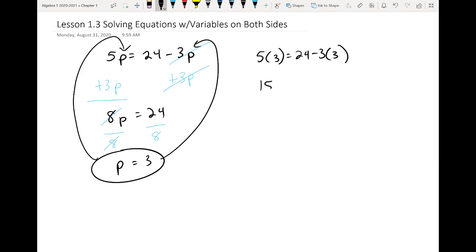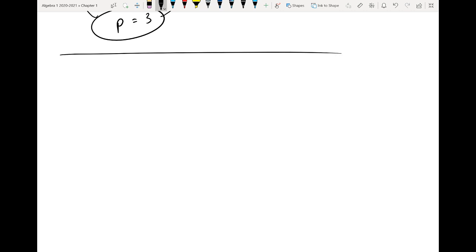So 5 times 3 is 15, and then we have 24 minus 3 times 3, which is 9. And of course, we see that when you subtract 24 and 9, you get 15, and we have the exact same thing on both sides, so it checks out. So in the event that you have to check, that's how it's done.